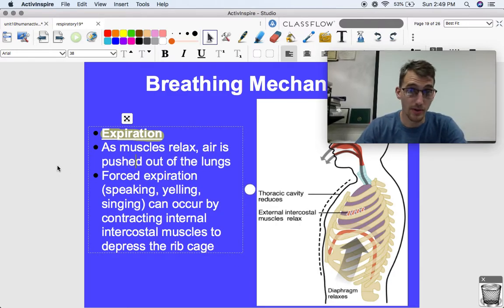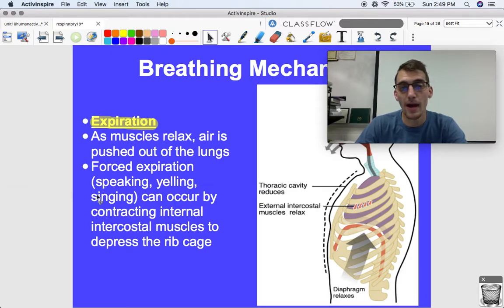Forced expiration, like I'm doing now, speaking, yelling, or singing, can occur by contracting intercostal muscles to depress the rib cage. What are intercostal muscles again? I don't think I went over that yet, but they are the muscles in between your ribs. So you have muscles in between your ribs that are changing the size of your thoracic cavity. With the diaphragm and those intercostal muscles, they're changing the volume and pressure in your thoracic cavity to force air in and force air out. That's how breathing works. We're going to be building a model of this later on in this class, and you'll see exactly what we mean by forcing air in and out.